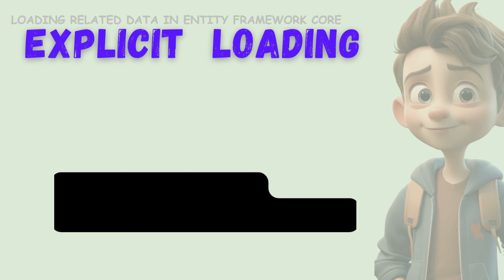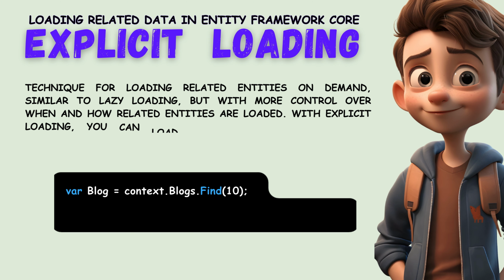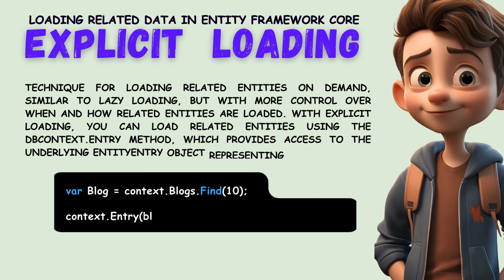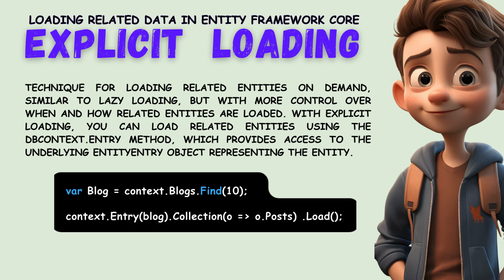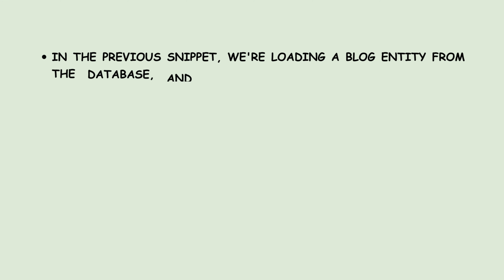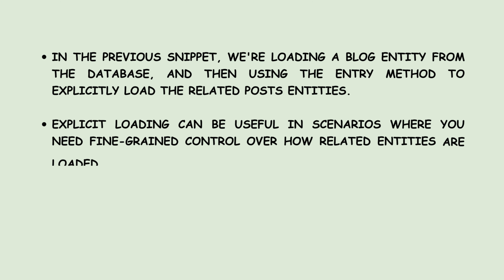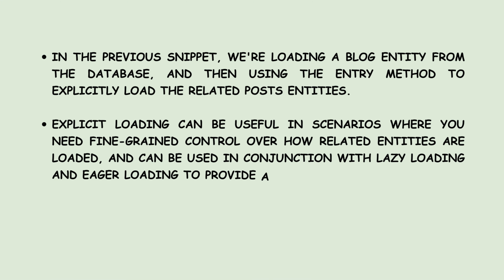Explicit loading is a technique for loading related entities on demand, similar to lazy loading, but with more control over when and how related entities are loaded. With explicit loading, you can load related entities using the DbContext.Entry method, which provides access to the underlying entity entry object representing the entity. In the previous snippet, we are loading a blog entity from the database and then using the Entry method to explicitly load the related posts entities.